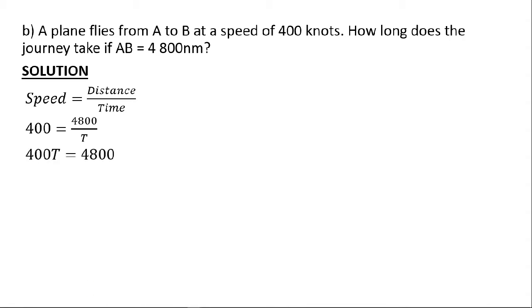So we'll do that. Cross multiply. If you multiply 400 times t, you get 400t, which is equal to 4,800. To find the value of t, divide both sides by the coefficient, which is 400. And then our t will be equal to 12 hours. We continue.